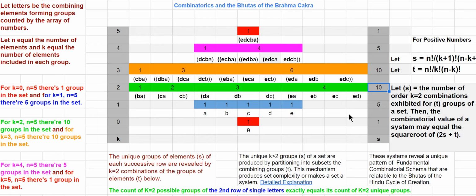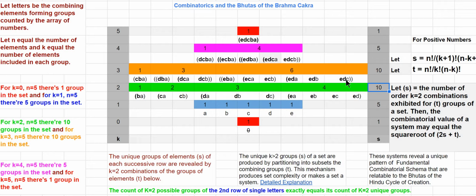Now, the count of k equal 2 possible groups of the fourth row of triple letters that we just generated doesn't equal the count of k equal 4 unique groups. There are only 4 k equal 4 groups, but there are 45 possible order 2 combinations of these 10.